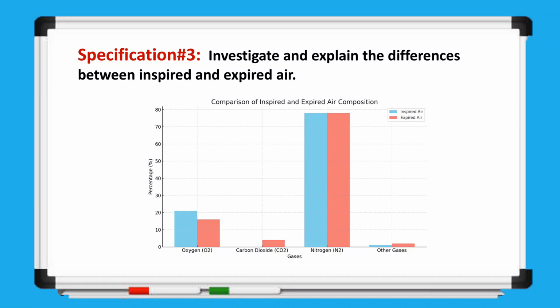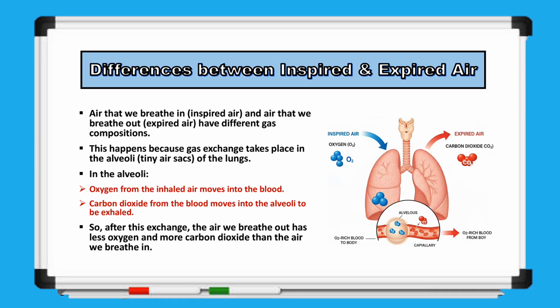Next, we have specification number 3, which requires us to investigate and explain the differences between inspired and expired air. Now, as we begin this part, remember, the air we breathe in and the air we breathe out are not the same. There are clear differences between them, and in this section, we'll explore exactly what those differences are and why they matter. Now let's move on to the differences between inspired and expired air.